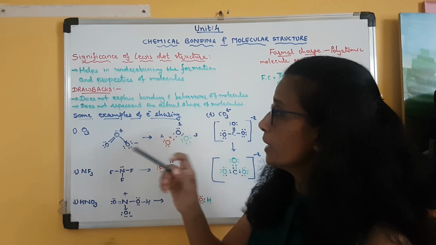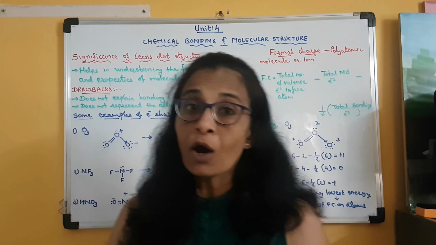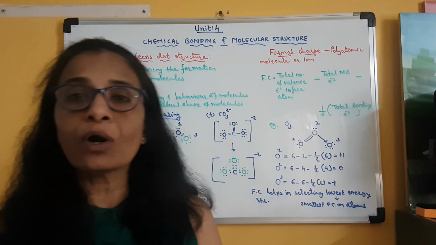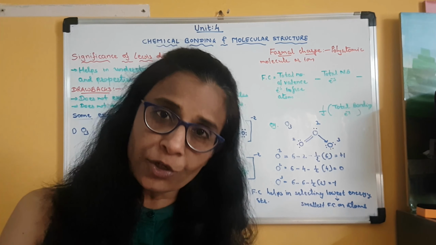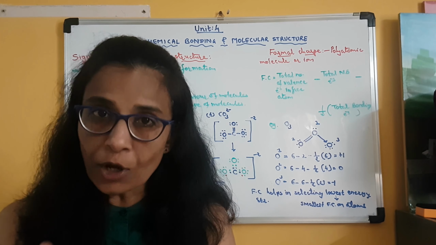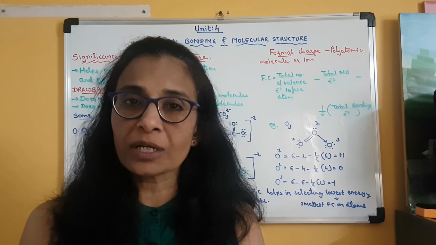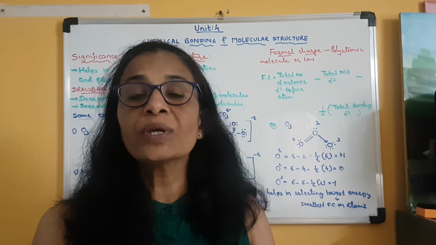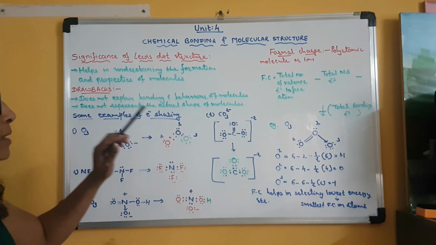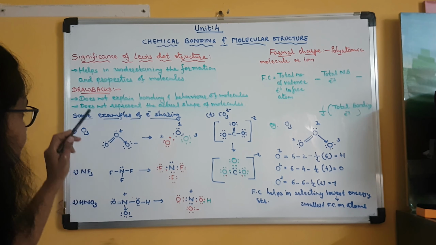The drawback is that it does not explain the bonding and behavior of molecules. On the basis of the bonding present in the given molecule or ion, we can draw the Lewis structure and have the picture of the Lewis dot structure. But on the basis of the Lewis structure, we cannot predict or explain the type of bonding present in that molecule. Clear? And also the behavior of the molecule.